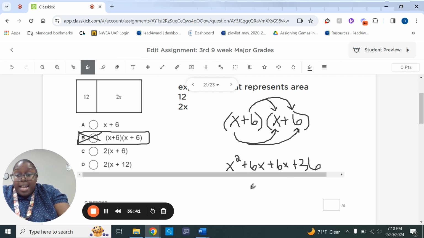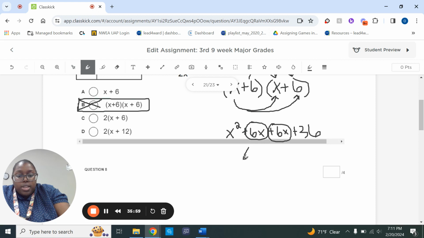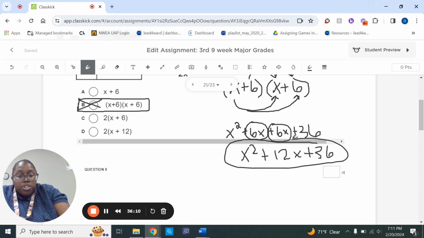Then, of course, I am required to combine like terms. Well, this one has an exponent, these don't. This one doesn't have a variable, but these do. The only one that is similar is these, and both of them have a number and a variable only with no exponent. So that would give me x squared plus 12x plus 36, which would be the final expression.